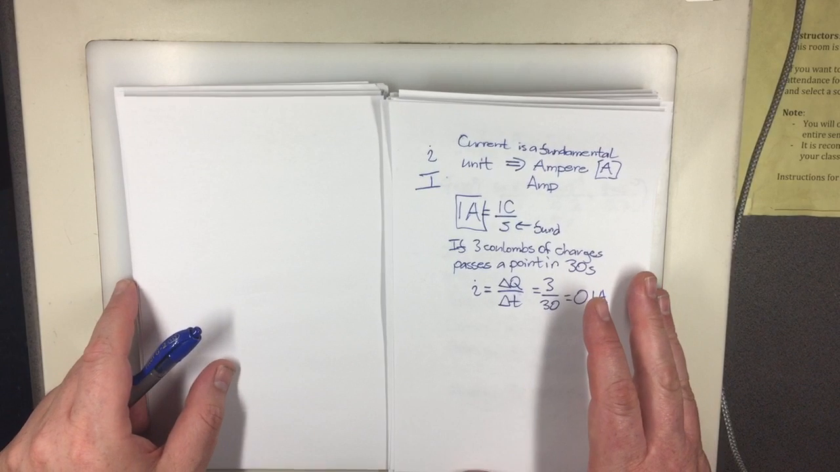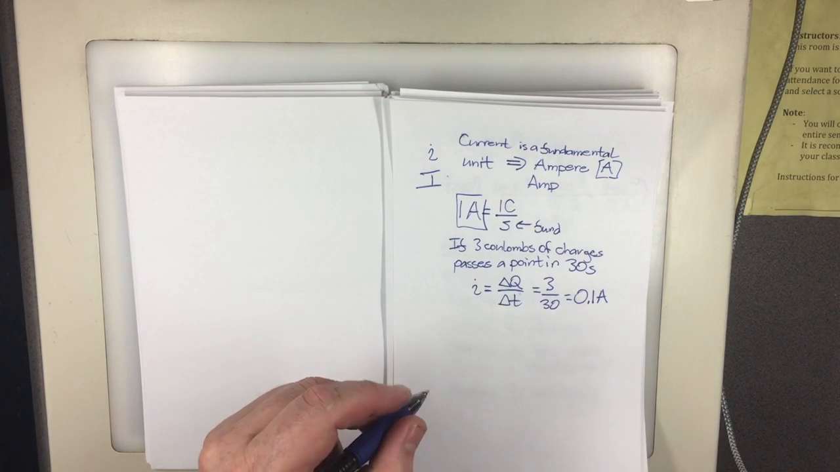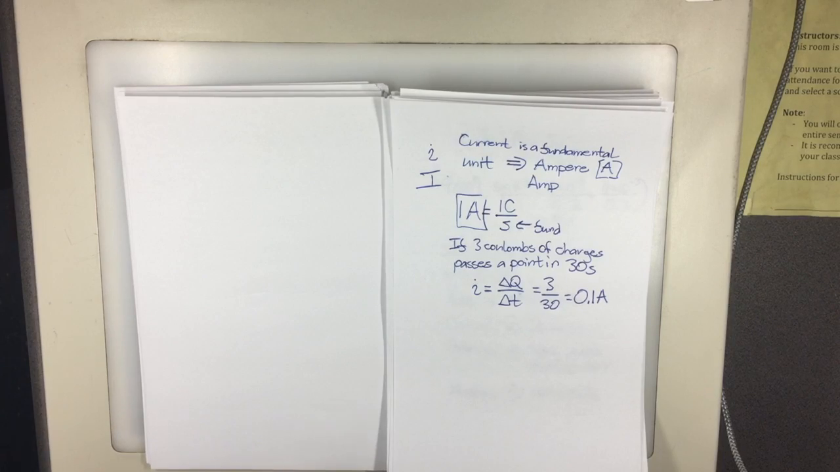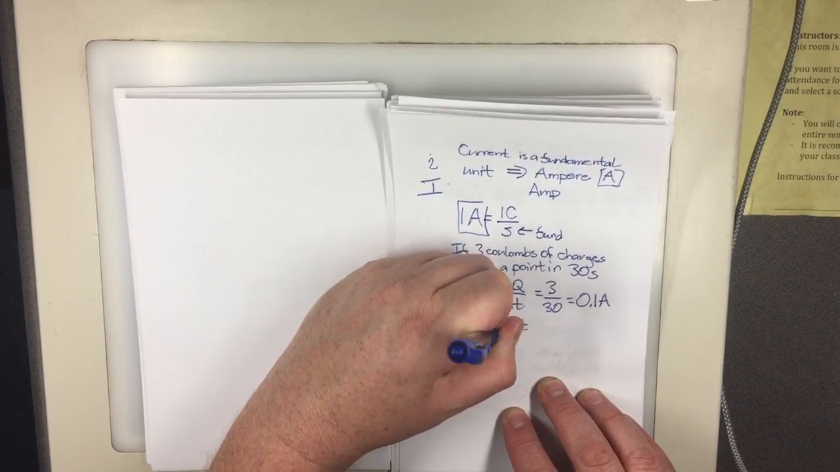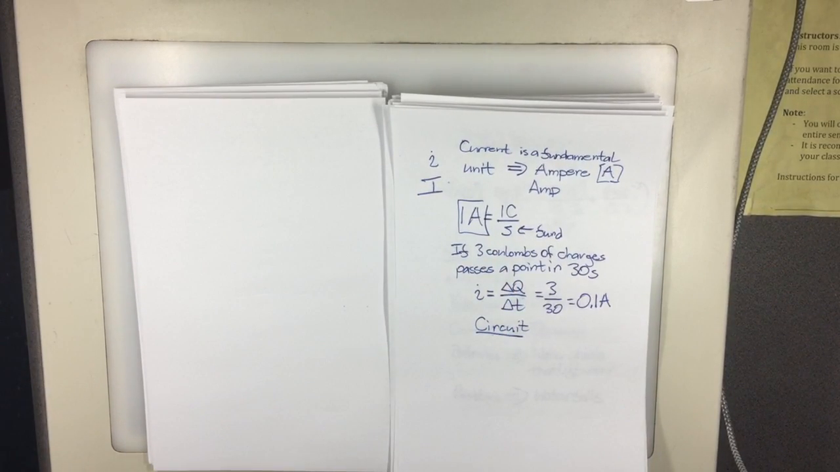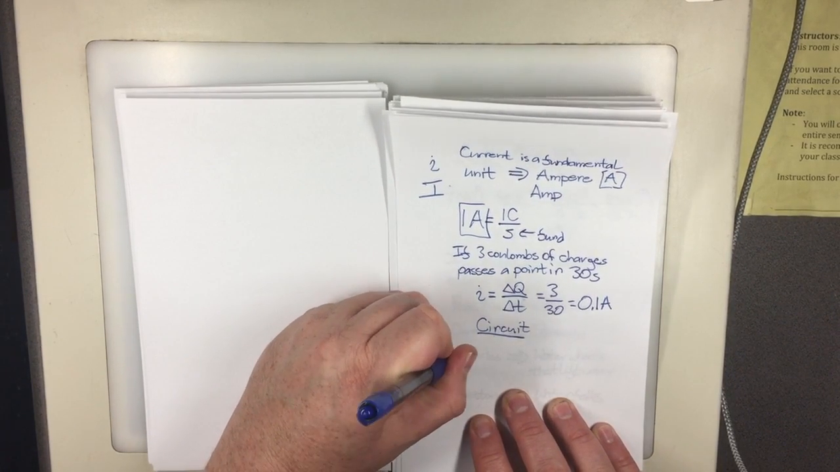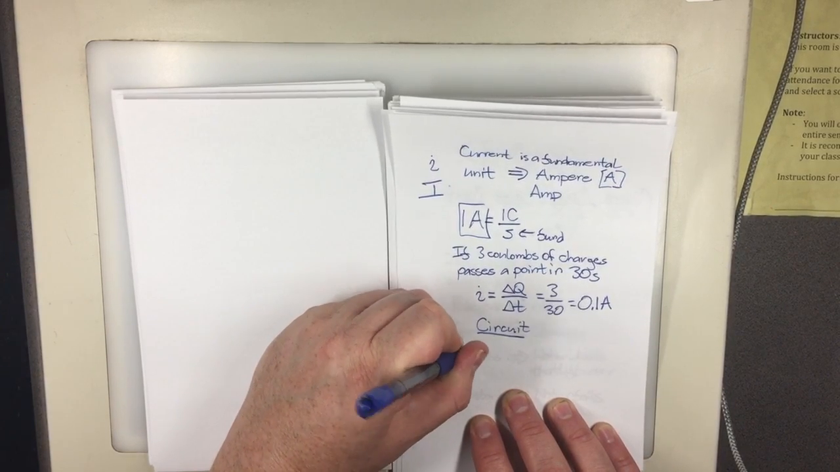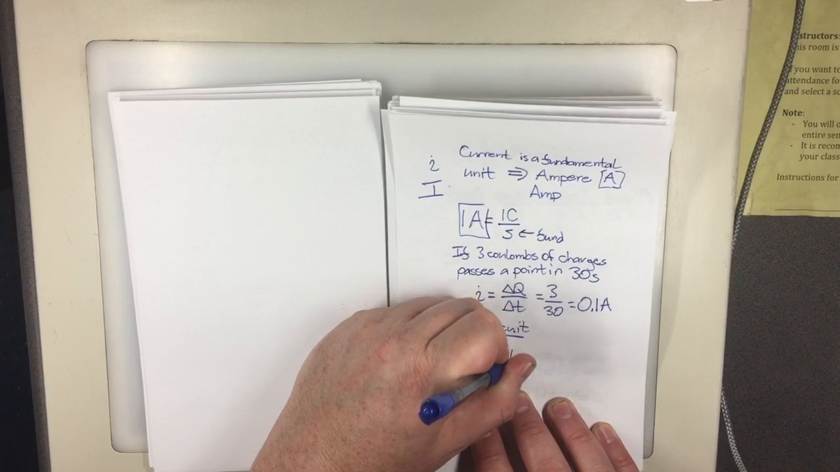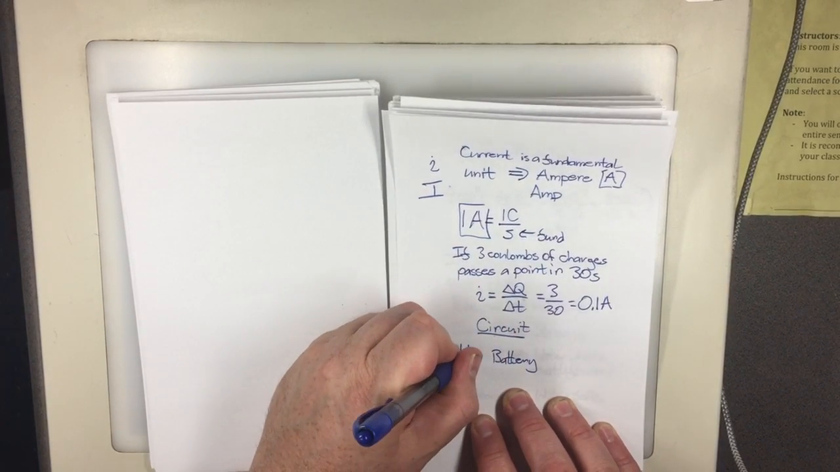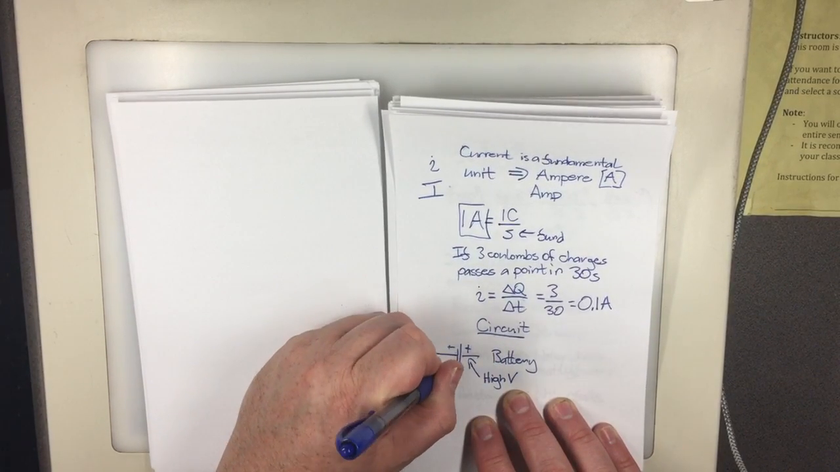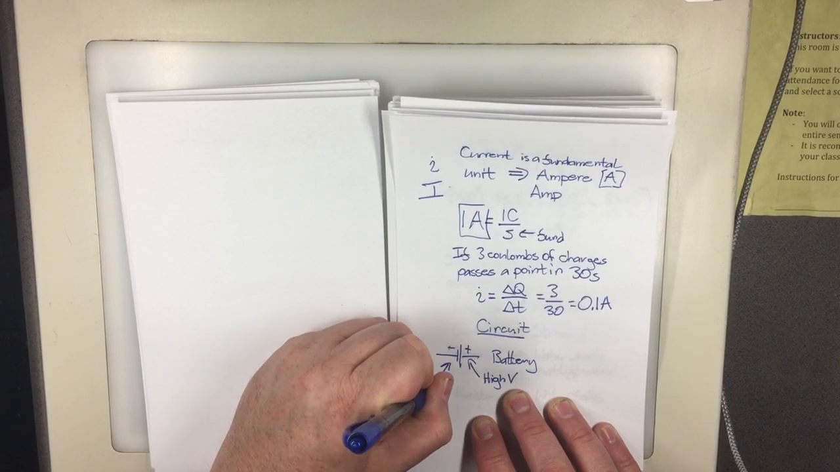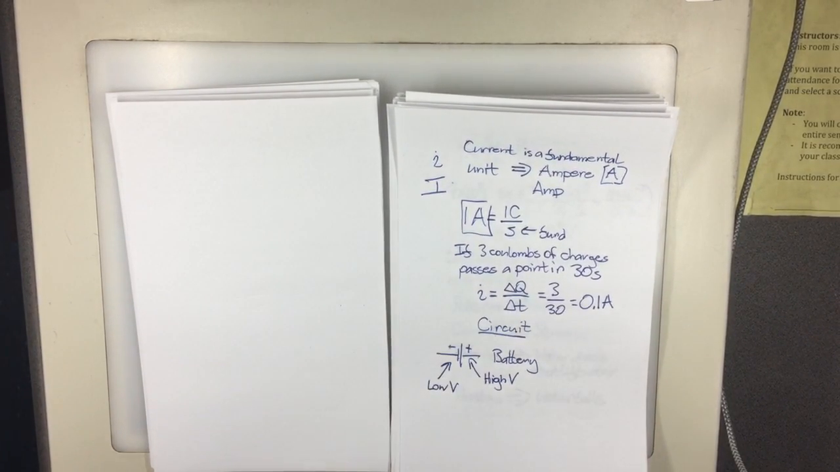In a circuit, we have several parts that we need to identify. That is, this is a battery. The plus is the side of high potential. The minus is the side of low potential.